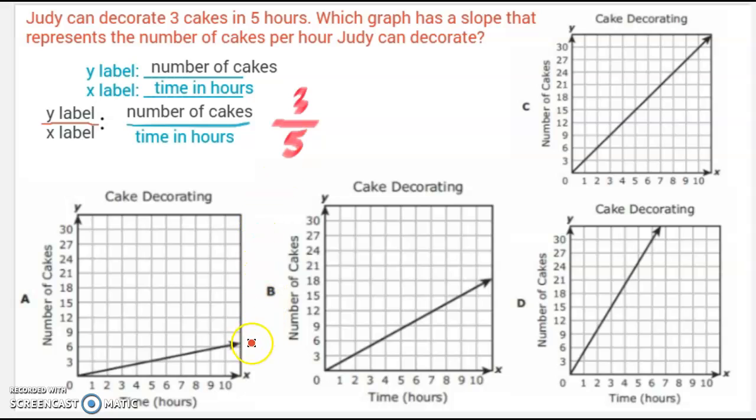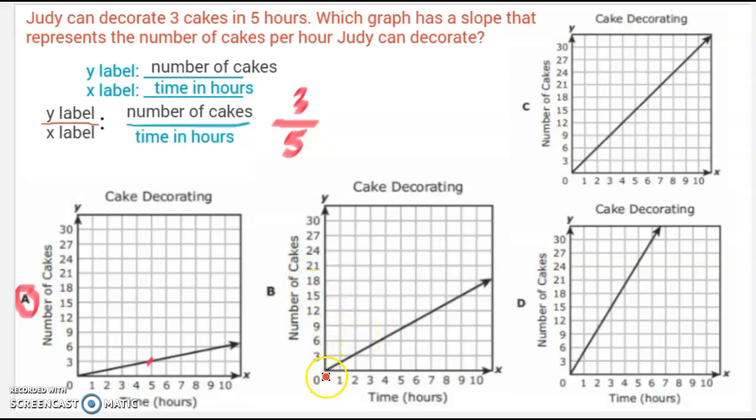So if I go look at my different graphs, I'm going to look for the y first on the y-axis. If I go up to 3 on this one, and I move to the right, if I find 5, if 5 lands on my line, then that is my correct answer because I would draw down to my 5 hours. So I know that A is my correct answer, but we're going to go look at the other graphs just to make sure that they're not correct.